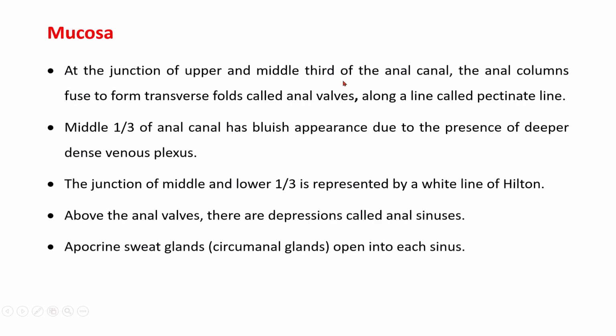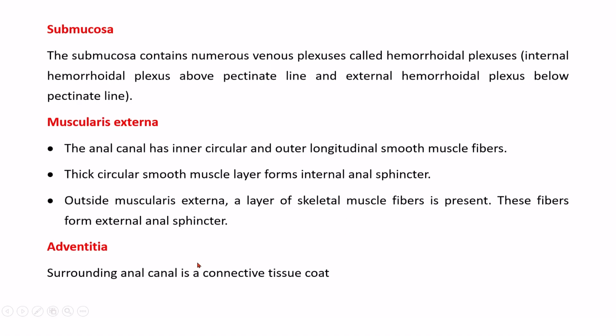At the junction of the upper and middle third, the anal columns form transverse folds called anal valves along a line called the pectinate line. The middle one third of the anal canal has a bluish appearance due to the presence of a deeper dense venous plexus. The junction of the middle and lower one third is represented by the white line of Hilton. Above the anal valves, there are depressions called anal sinuses. Apocrine sweat glands, the circumanal glands, open into each sinus.